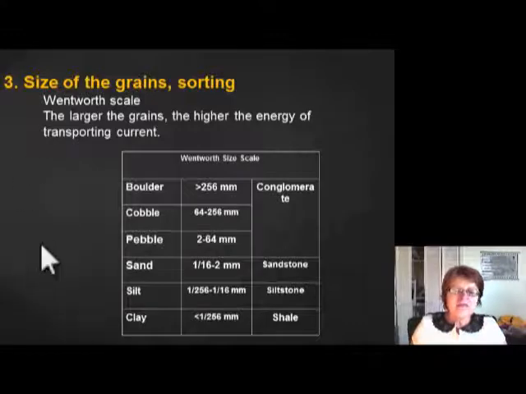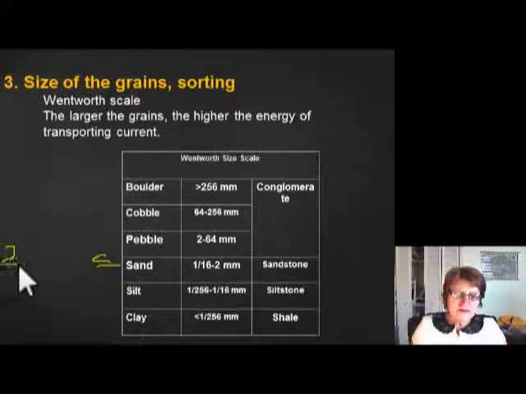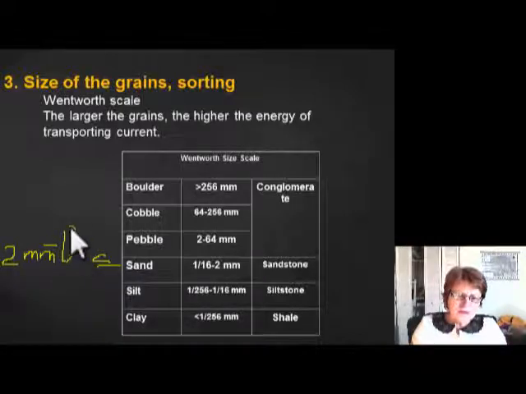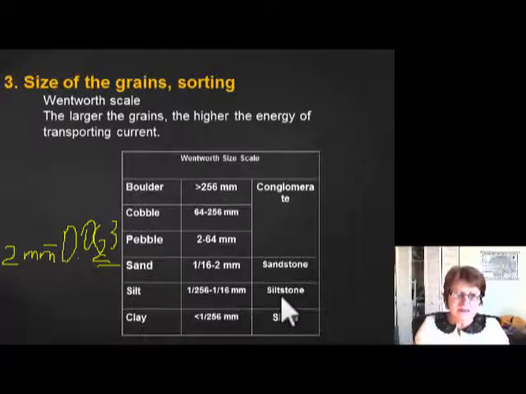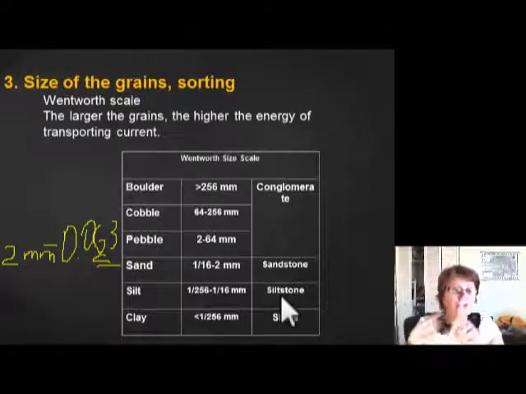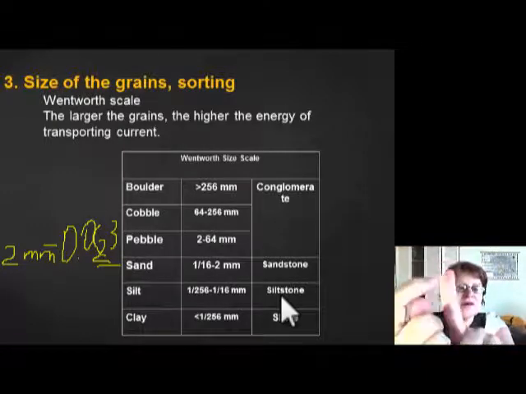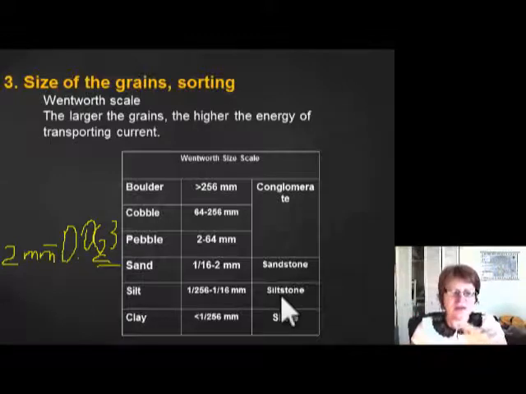Sorry, sand comes from 2 millimeter to 0.063 millimeter. If you divide 1 over 16, that's what you're going to get. So 0.063, remember I have told you that 0.063 is actually the lines on your fingertip, the thickness. So when you touch the sandstone, you can feel the grains.